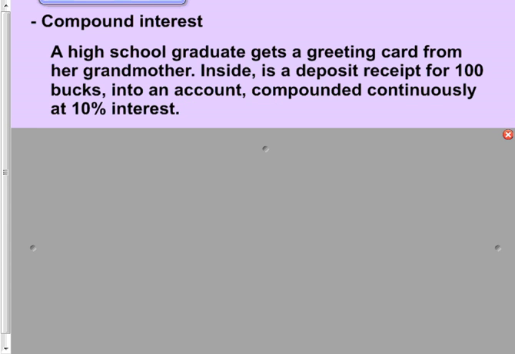A high school graduate gets a greeting card from her grandmother. Inside is a deposit receipt for $100 into an account compounded continuously at 10% interest.